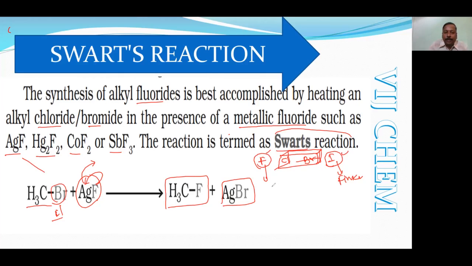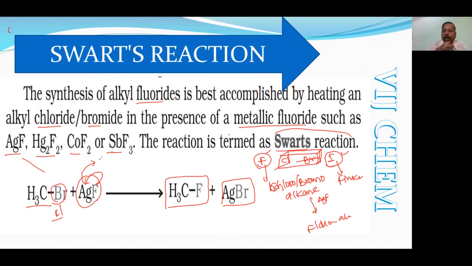Okay. So what is the reaction? What is the reactant? Chloro or bromo alkane is the reactant. Okay. And what is the product here? Fluoroalkane. F-L-U-O-R-O, fluoroalkane. And what is the reagent we are using? We can use AgF, Hg2F2, CoF2, or SbF3. And this reaction is called the Swarts reaction.